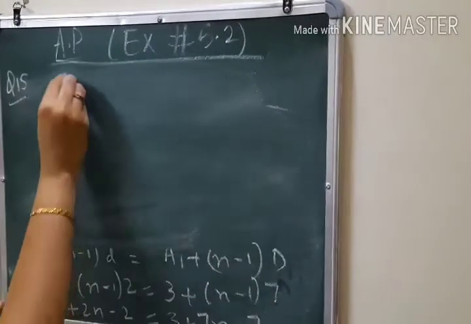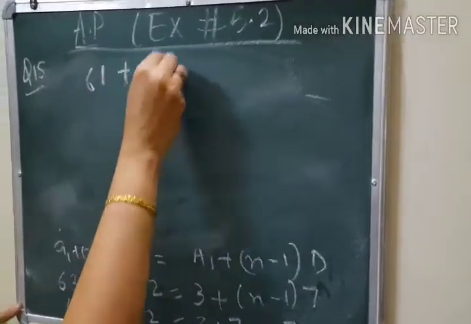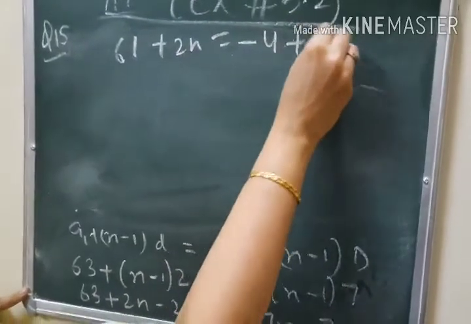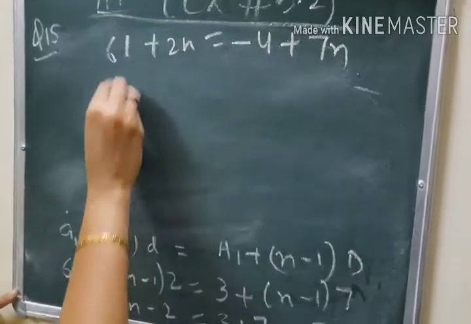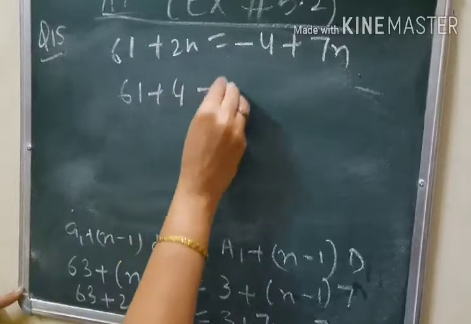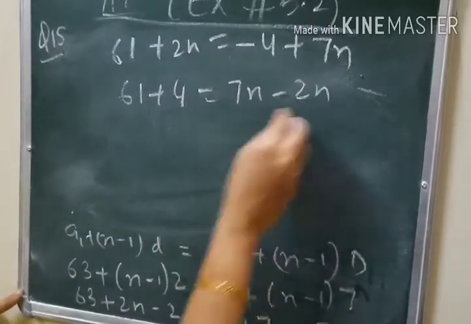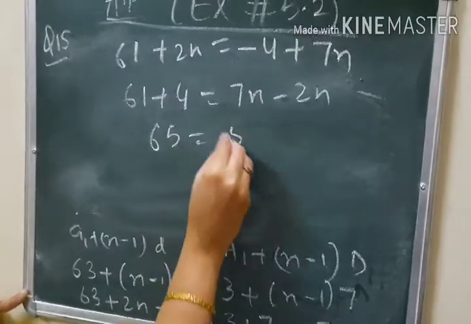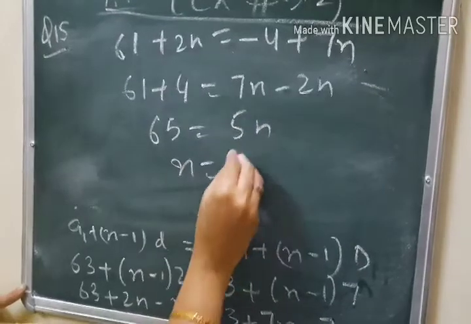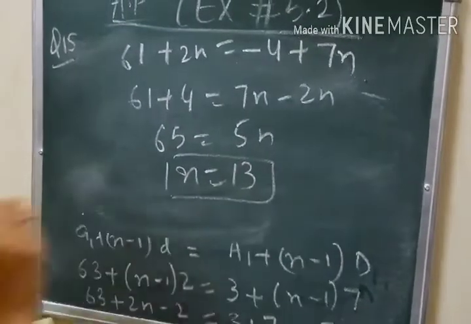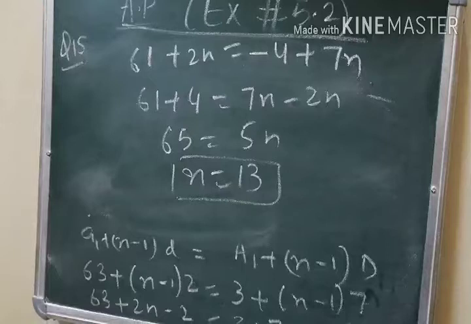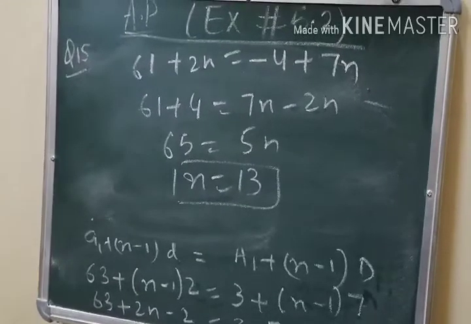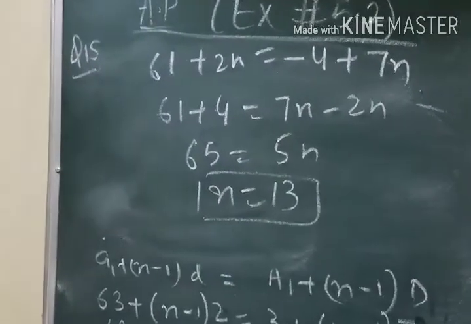So 63 minus 2 is 61 plus 2n. 3 minus 7 is minus 4 plus 7n. Shift this to this side, like terms together. 7n minus 2n. 65 is equal to 5n. So n is 13. 65 upon 5 is 13. So this is your answer for question number 15. Question number 16.